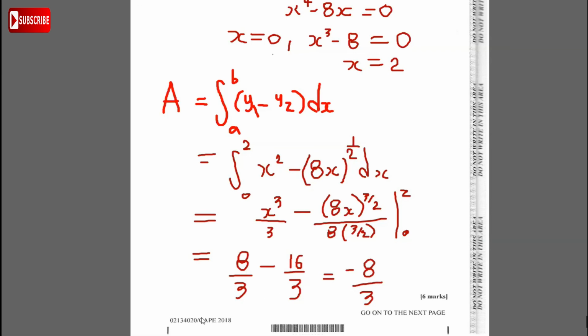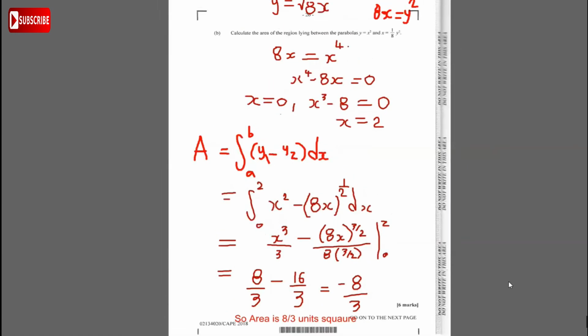All right, and so the area is 8 over 3. Even though I get minus here, the area is positive. So the area is 8 over 3 units squared. Now the only reason why I get minus is that it should have been the other way around. I integrated the one that is below as above and the one that is above as below. That's all that means. So it is positive 8 over 3 units squared. That's the area.